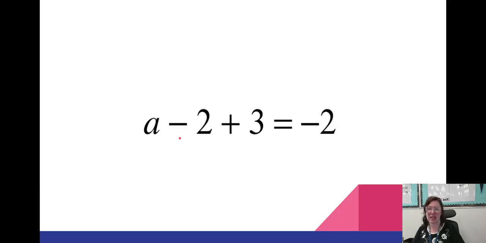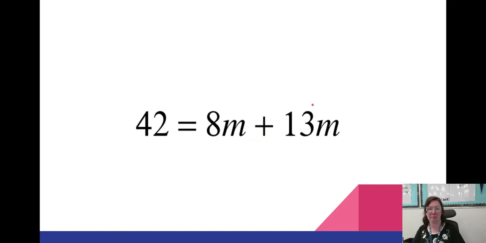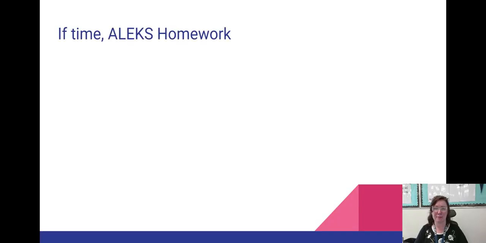Okay, let's solve for a. We can combine like terms. Negative 2 plus 3 just is a positive 1. A plus 1 equals negative 2. Subtract 1 on both sides, we get a equals negative 3. Combine like terms, we get 42 equals 8 plus 13 is 21m. Divide by 21 on both sides, we get 2.